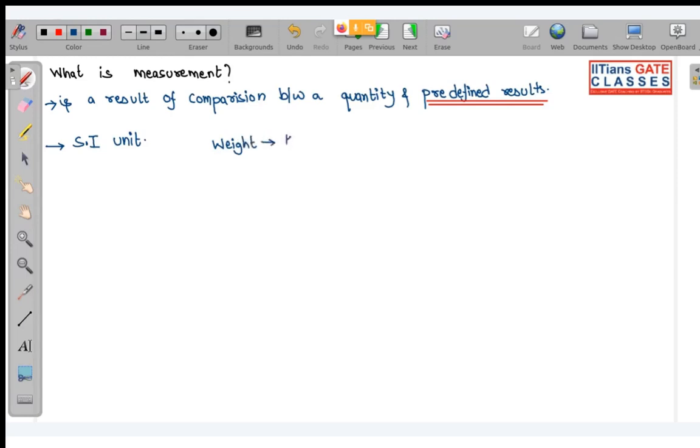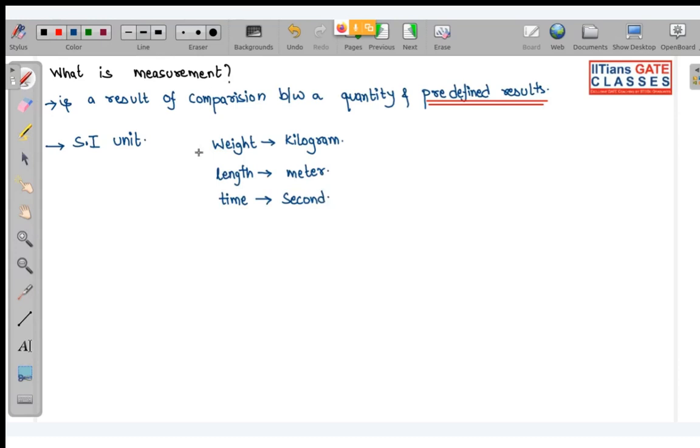It is your kilogram. For length, it is meter. For time, it is second. So all these things are what? These are your standard units that we use. So these are basically what? These are known as your SI unit.